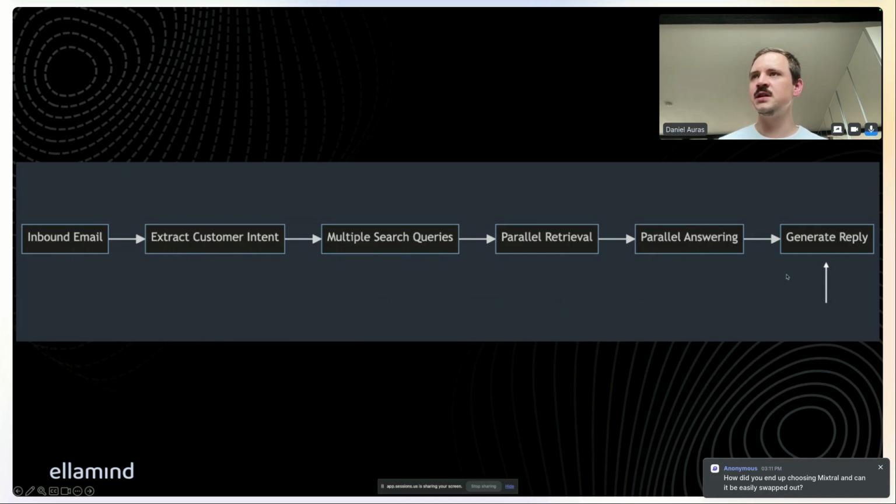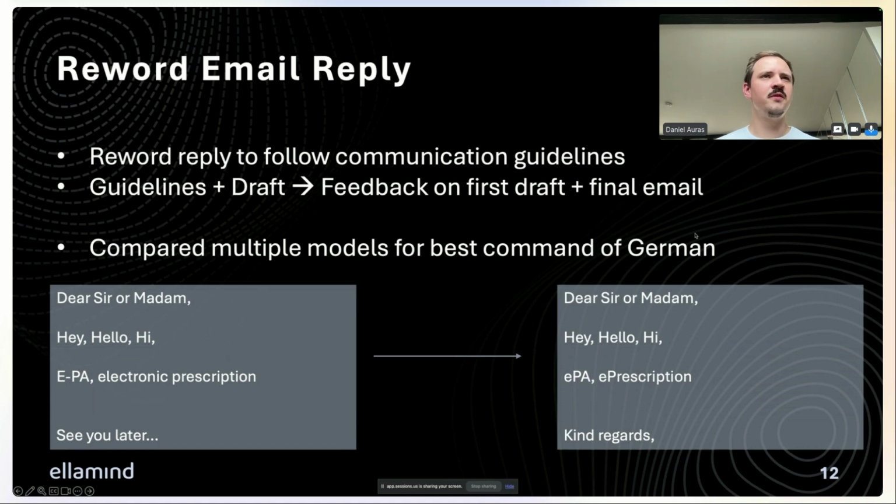We also applied Distillable pipelines for our final step, the email answering. We observed here that Mixtral didn't follow all the instructions right away. Specifically, it didn't follow all the communication guidelines because there were plenty of them. To this end, we then took the draft Mixtral came up with and then refined it and reworded it in an extra step. So we had a Distillable pipeline for this, which we provided with the guidelines from our customer and the first draft from Mixtral.